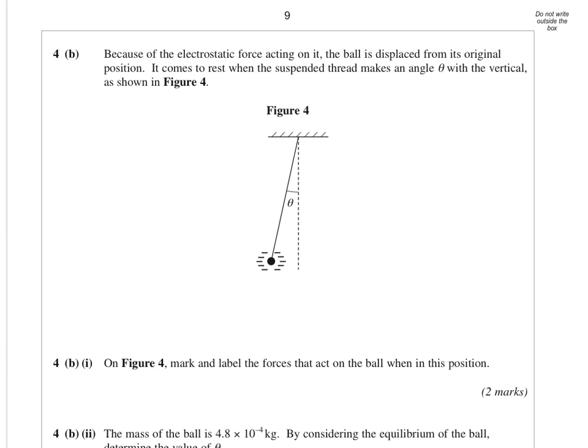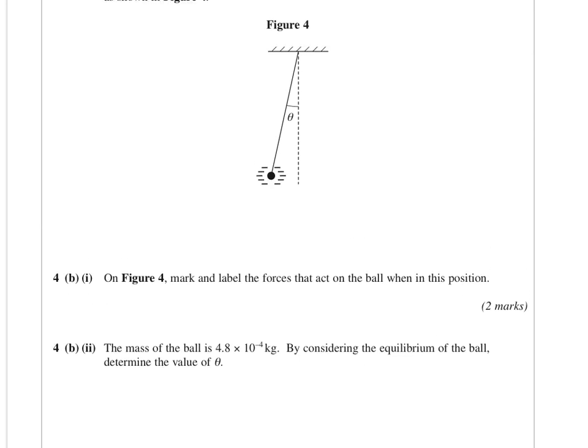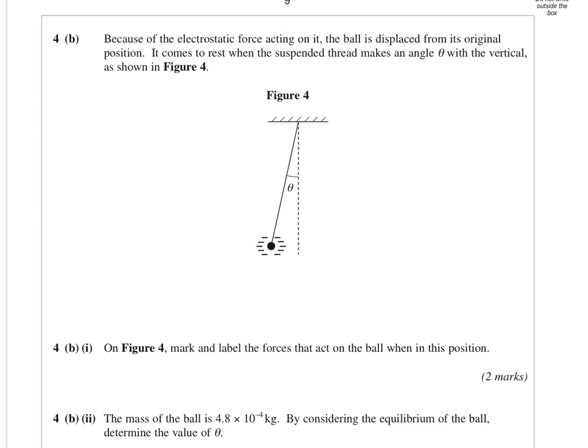Alright, let's move on. Because of the electrostatic force acting on it, the ball is displaced, and we've set up a pendulum effectively. Label the forces that act on the ball when it's in this position. So we've got the weight force acting vertically downwards. We'll have some sort of tension in the string which is holding it up, and we're going to have an electrostatic force that's going to be acting on it there.